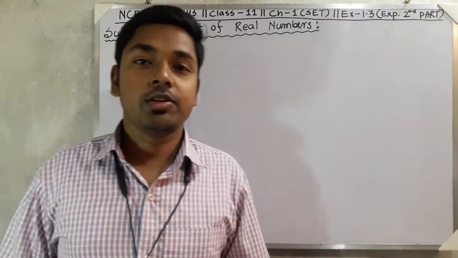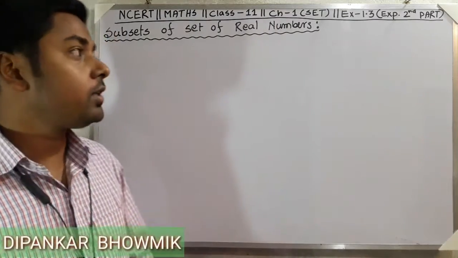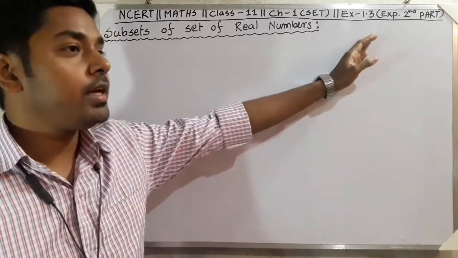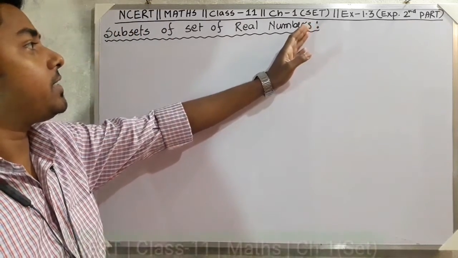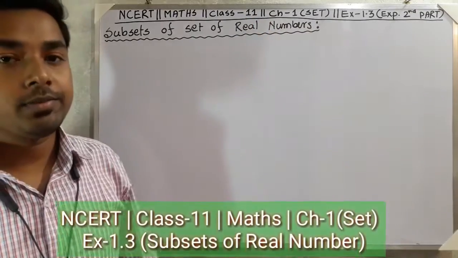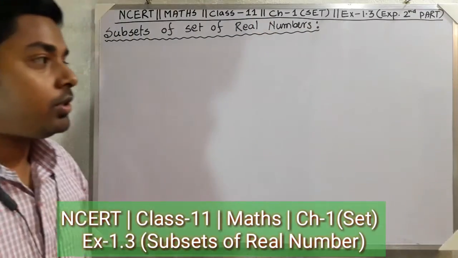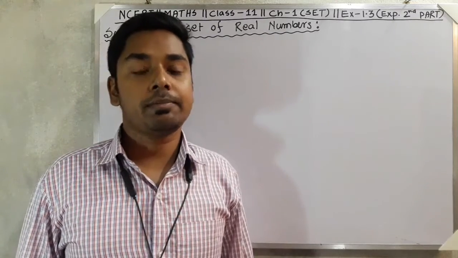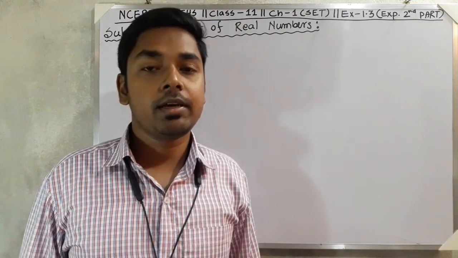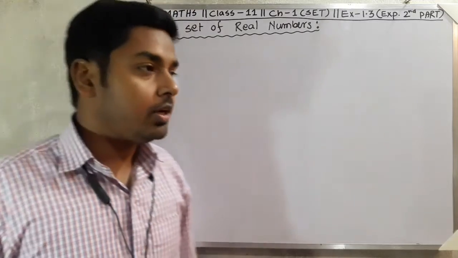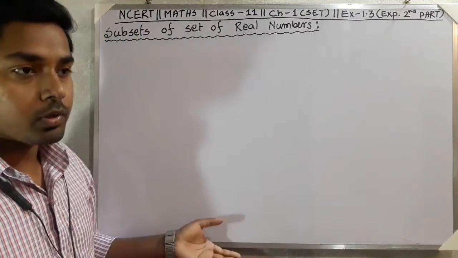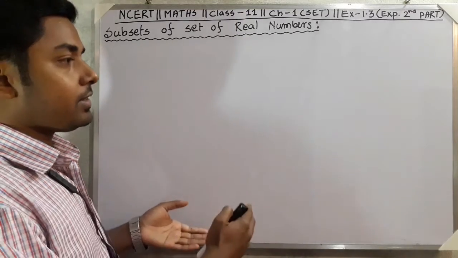Hello students, today we will talk about the explanation of the second part of exercise 1.3, chapter 1, NCERT Sets, class 11 math. In the last class we discussed subset, proper subset, superset, etc. In this class we will learn further things about sets.